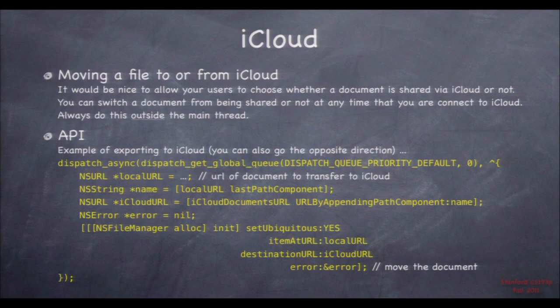And then I just call set ubiquitous yes, which means yes, I want it to be ubiquitous. I want it in the cloud. Item at URL, that's where the thing currently exists. Destination URL is where in the cloud I want it. And then, of course, it'll report errors back to you. Okay, simple as that. And you can do it the other way around, too.